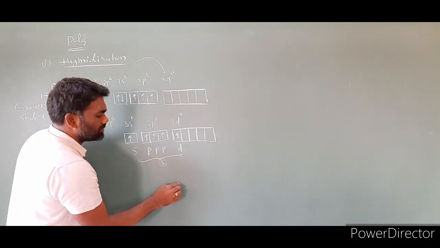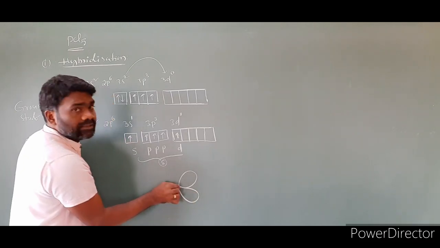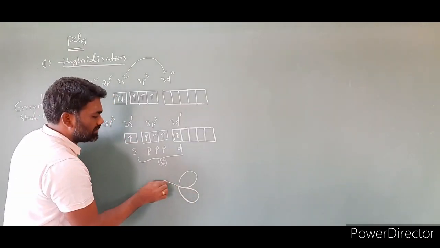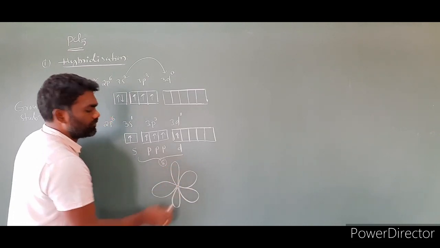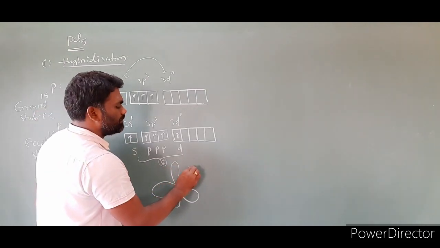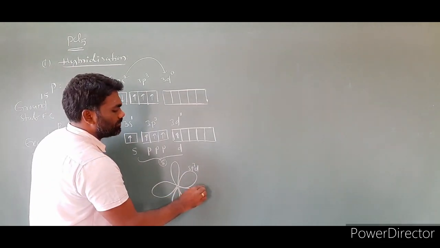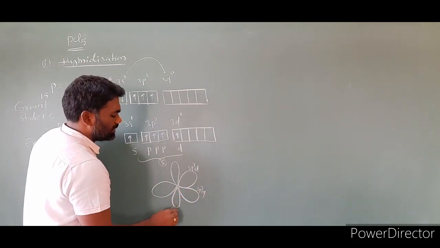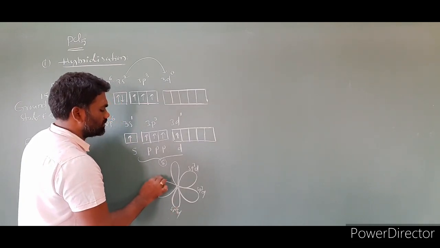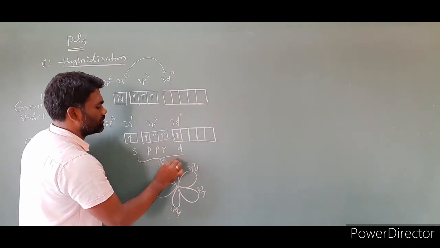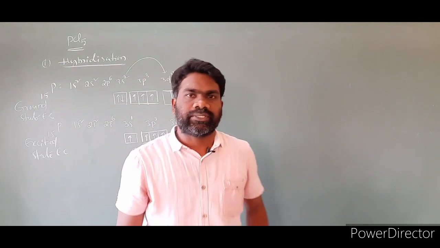I am writing them. So this is the first one, and this is the second one, and this is the third one. Fourth, this is the fifth. All these are sp3d hybrid orbitals. So this is the first step, the hybridization step.